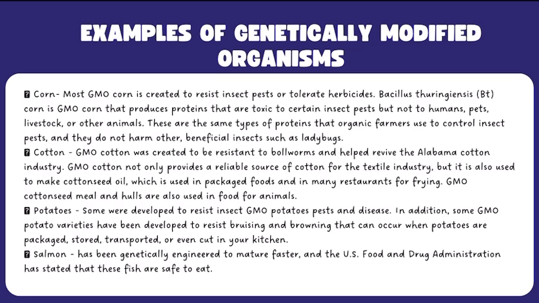An example of a GMO is Bt corn, genetically modified to include a gene from the bacterium Bacillus thuringiensis. This gene produces a protein toxic to certain pests like the corn borer, reducing the need for chemical pesticides. Bt corn boosts crop yield while minimizing environmental impacts, though it raises concerns about resistance and biodiversity.